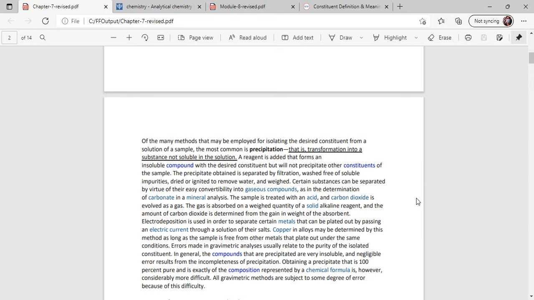Electrodeposition is used in order to separate metals, right? In your solution, you have your metals, and they can be plated out by passing an electric current through your solution of their salts. Now, the copper in your alloy may be determined by this method as long as the sample is free from other metals that also plate out under the same conditions.